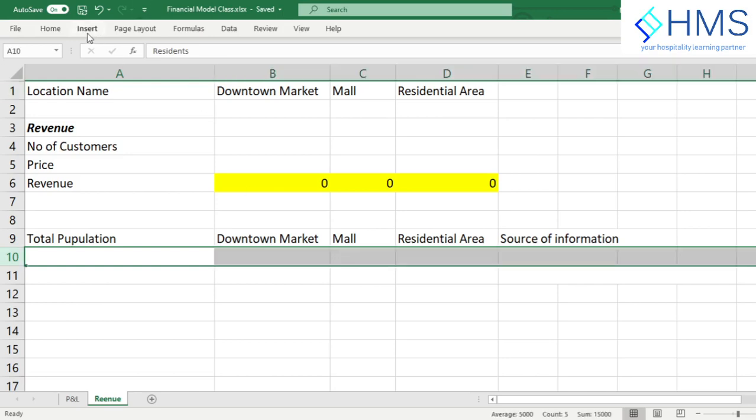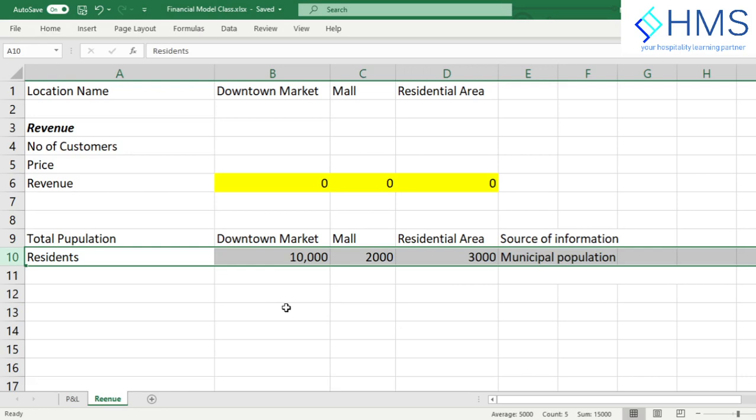In each location there can be two types of markets: residents who are living in the downtown, who are living around the mall, maybe in a 1 kilometer or 2 kilometer area of the mall, and how many residents are staying in the residential area. I have taken numbers based on my guess, but normally you would need to go to the government records, the municipality records, the last population records, and see how many people are living in that particular area.